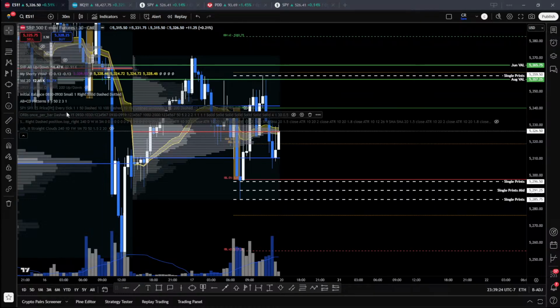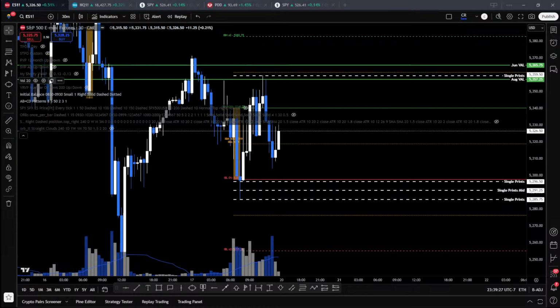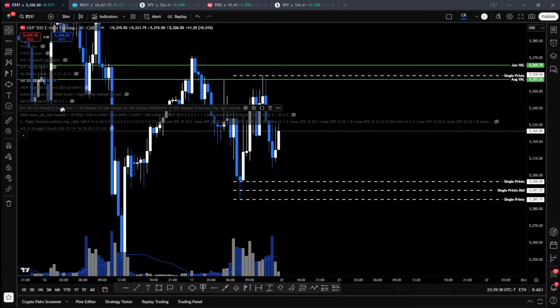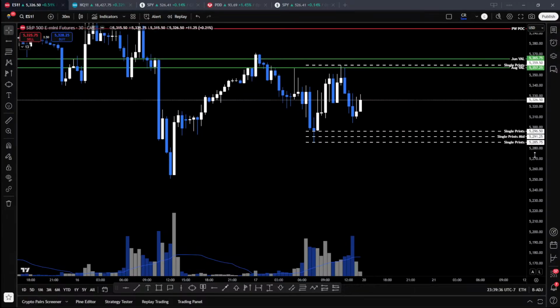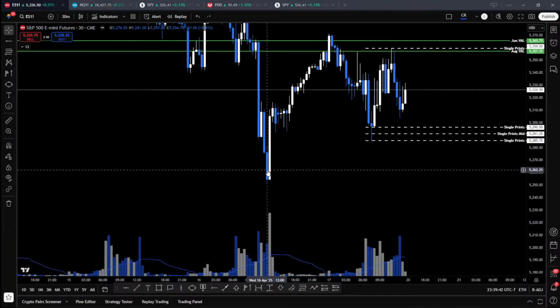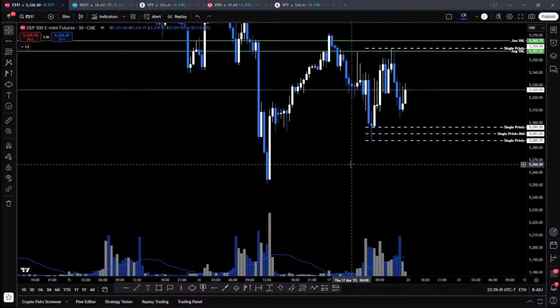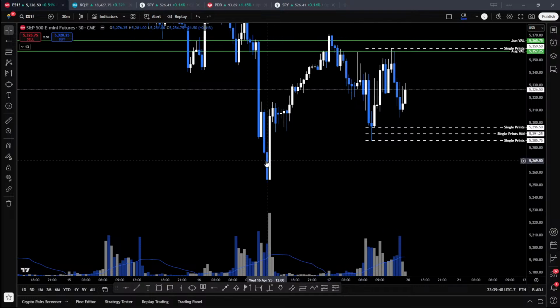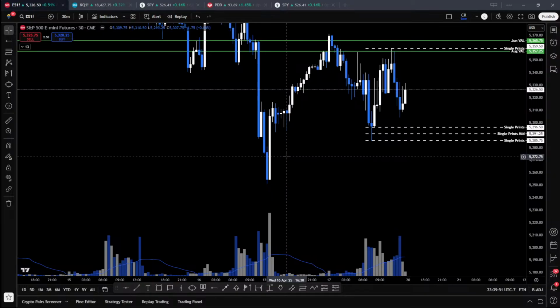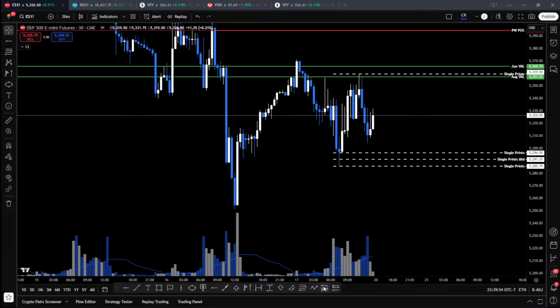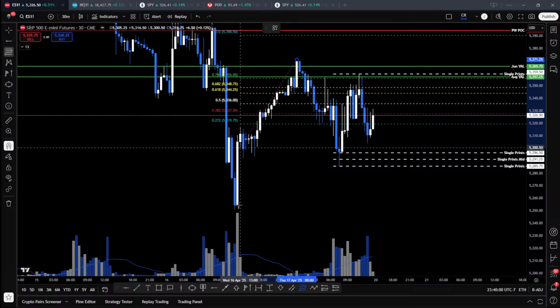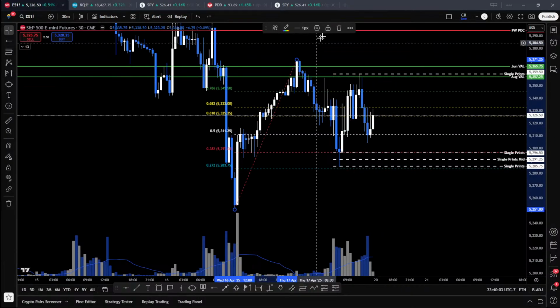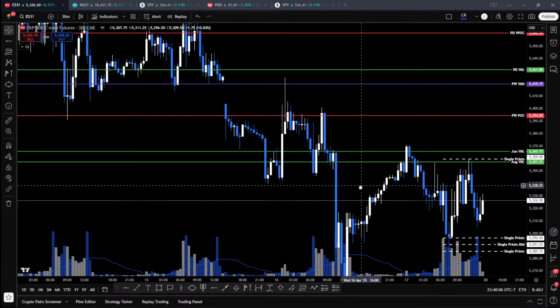Fibs I tend to use anytime that I get a big move in one direction. So what day is this? Wednesday, Thursday. It might be this here. No. I'm trying to find a good example.